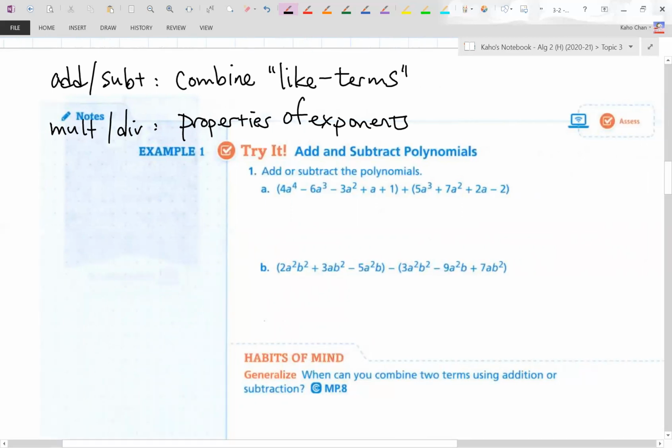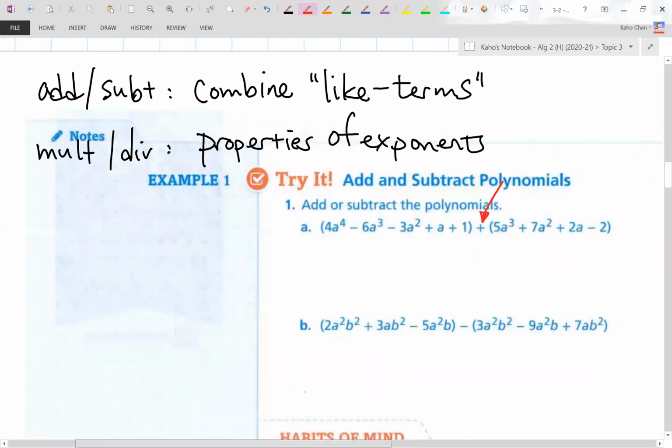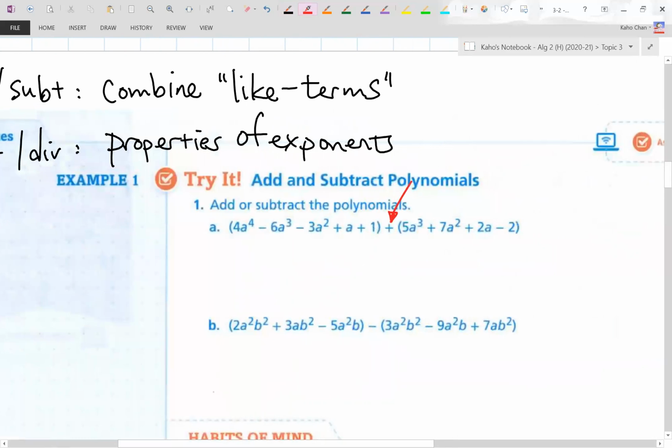All right, let's get going here. Example 1 has 2 sub-examples, just adding and subtracting, not that big of a deal. Because our first one's addition, I can just ignore the parentheses. So I'm going to highlight the like terms from each of those polynomials. Oh look, I have 4a to the fourth, and I don't see any other a to the fourth in the second polynomial in the parentheses. So I'm going to move on and look for another term.